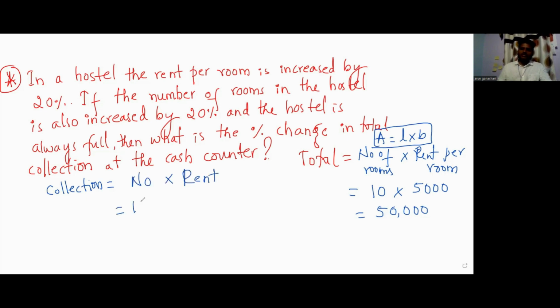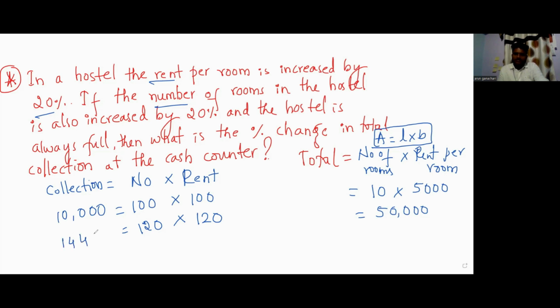Let us say originally it was 100 and 100. Let us imagine it as 100 and 100. So hostel rent is increased by how much? Hostel rent is increased by 20%. Yes or no? So from 100 it will become how much? 120. And the number of rooms is also increased from 100 to 120. 100 into 100 is 10,000. Yes or no? 120 into 120 is 144. So 14,400.